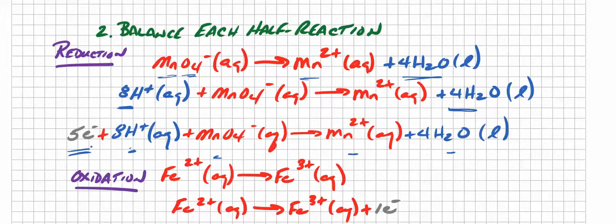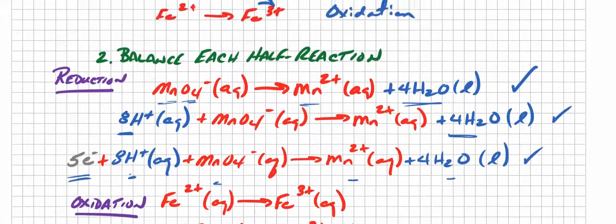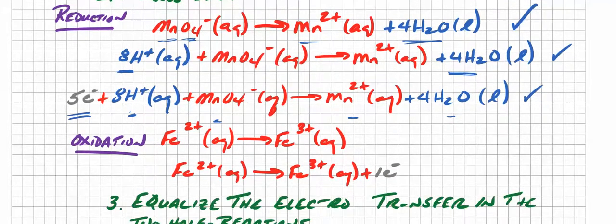So in the first step, I balanced the manganese, which was already balanced. I balanced the oxygens with water. In the second step, I balanced hydrogen with the H+, and I'm using electrons to balance the charge, okay? So now I'm done with reduction, and I'm going to move on to oxidation in the next step.